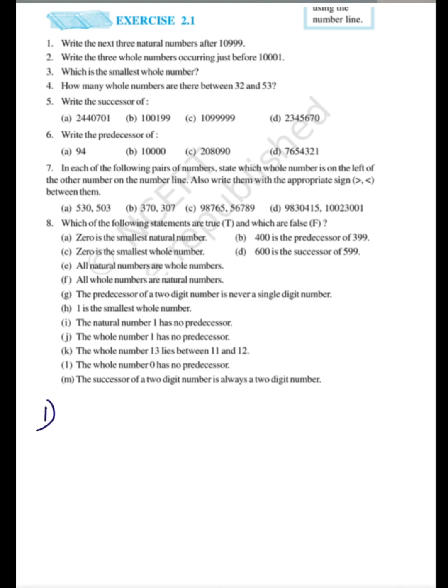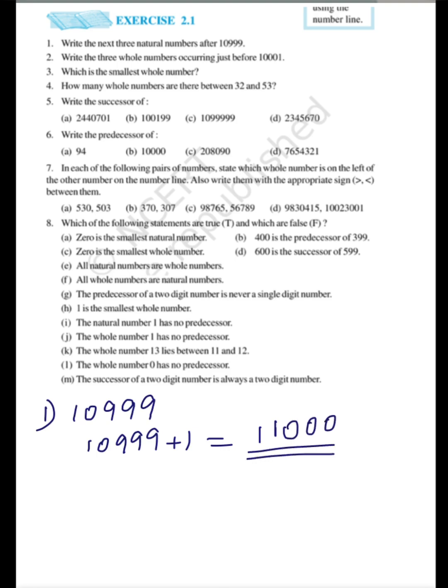10,999. That is the first question. You have to write the next three natural numbers after 10,999. So what will be the very next number? If you add 1, you will get the very next number. That is, 10,999 plus 1 will give the very next natural number, which is 11,000.